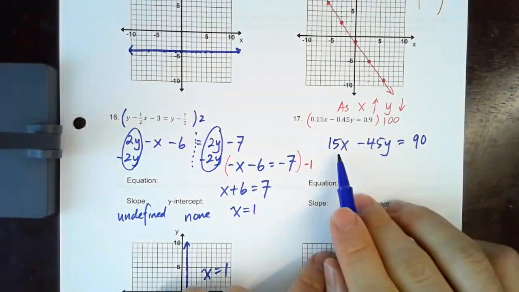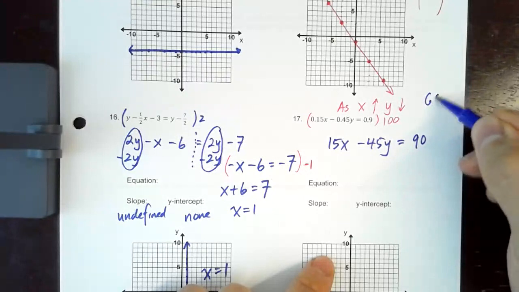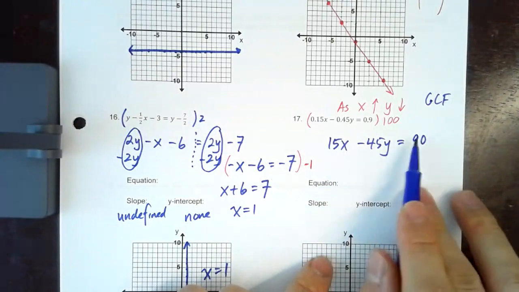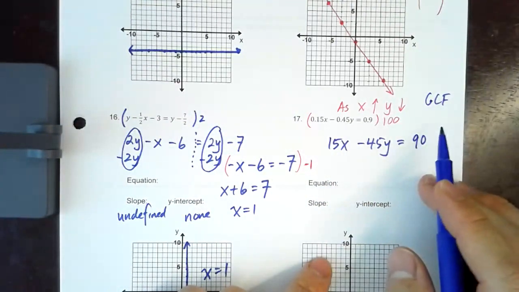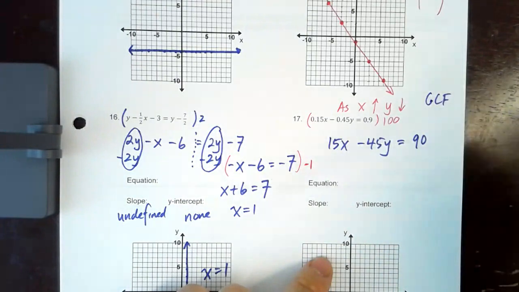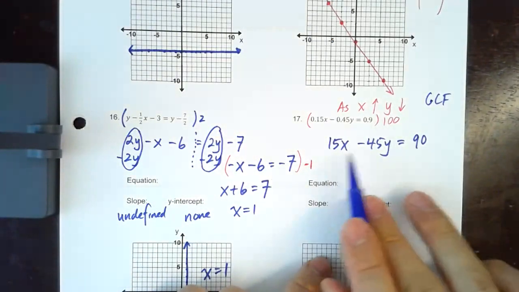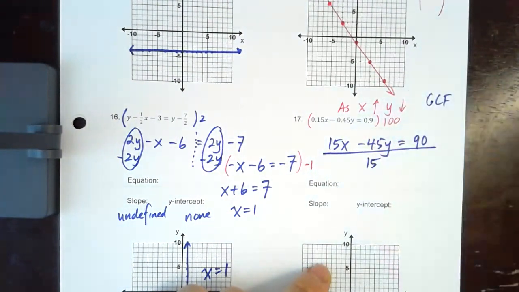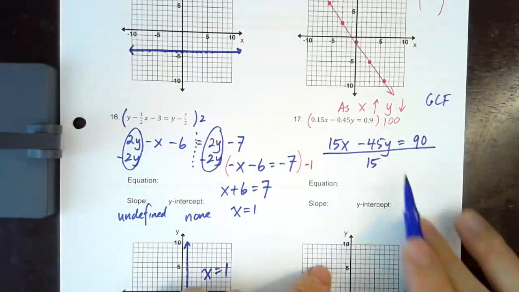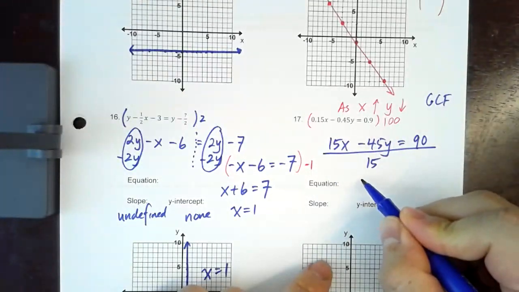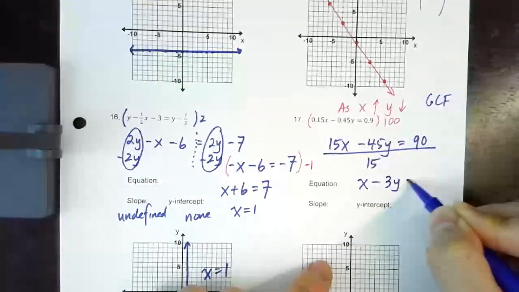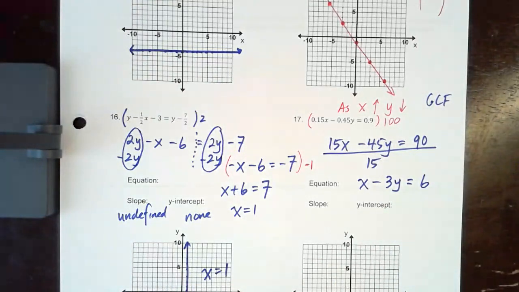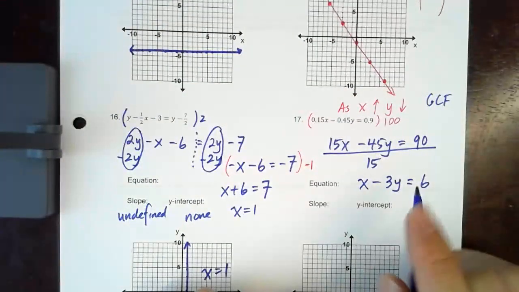Okay, so I'm going to do something fun. And do we notice the GCF of all three terms? The greatest common factor of all three terms? If you see what I see, go ahead and try this problem. But go ahead and divide the entire equation by the GCF. Does anyone know what the GCF is? If you said 15, you are exactly right. All three of these terms share the factor of 15. So I end up getting x minus 3y is equal to, what's 90 divided by 15? That's 6. Okay, you can see how that made it a little bit easier.